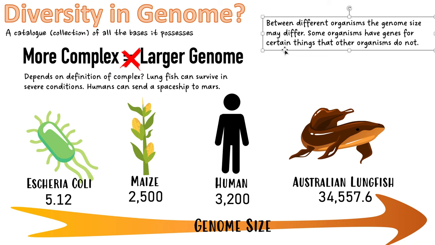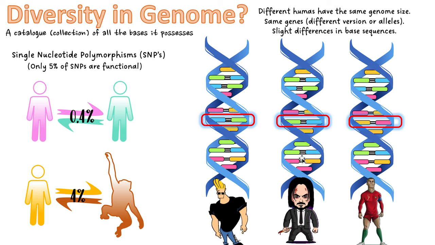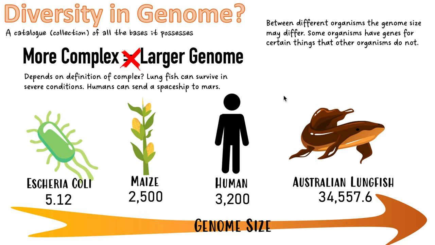Why do our genomes differ between different species? Because I told you, between humans, they don't differ because we have the same genes. We make the same things in our body. But different organisms have different purposes. Like, for example, a plant can make pollen, right? Whereas a human cannot make pollen. So we don't have that gene.